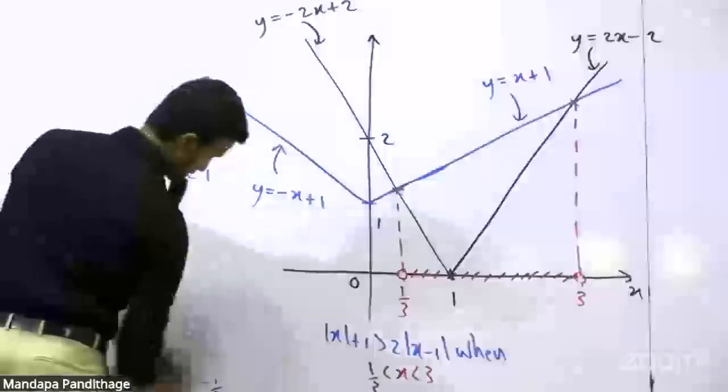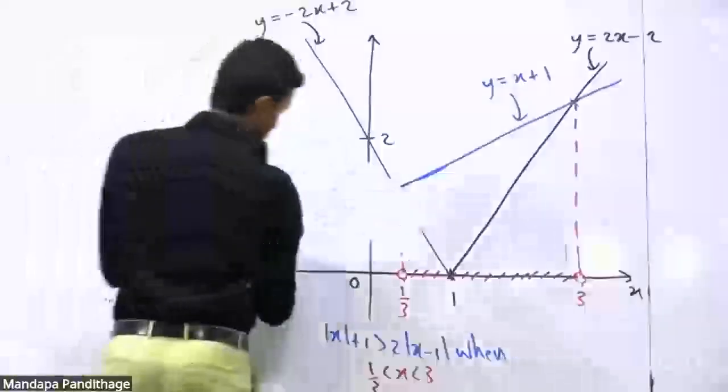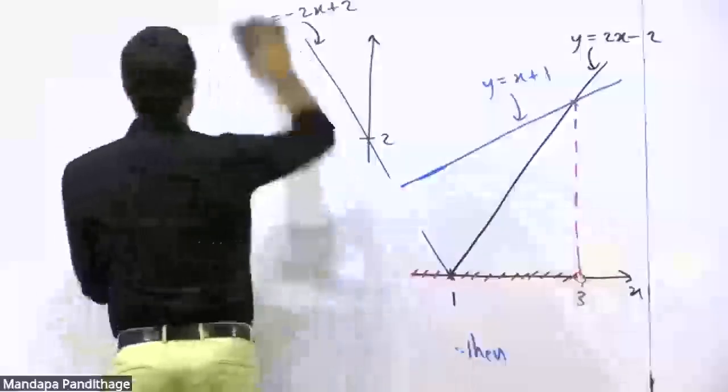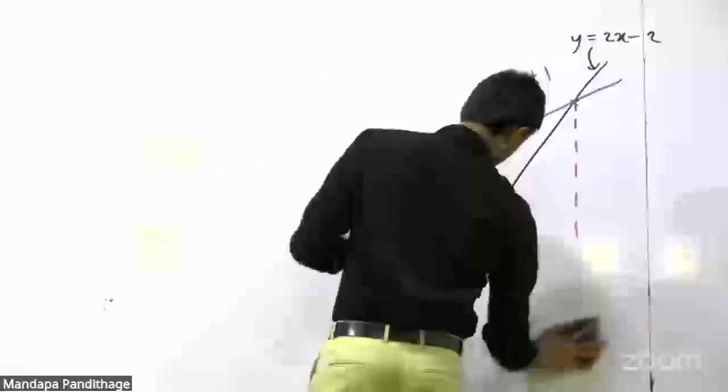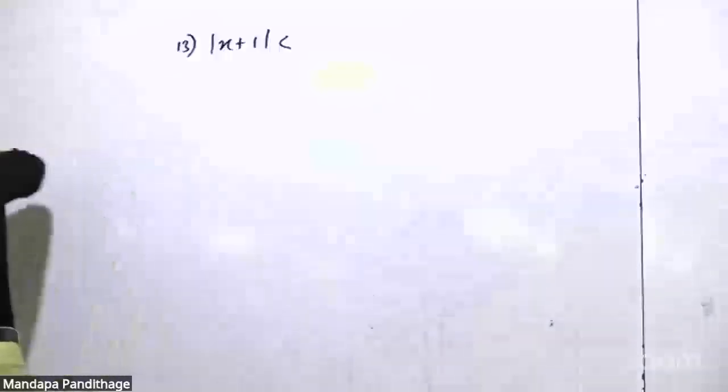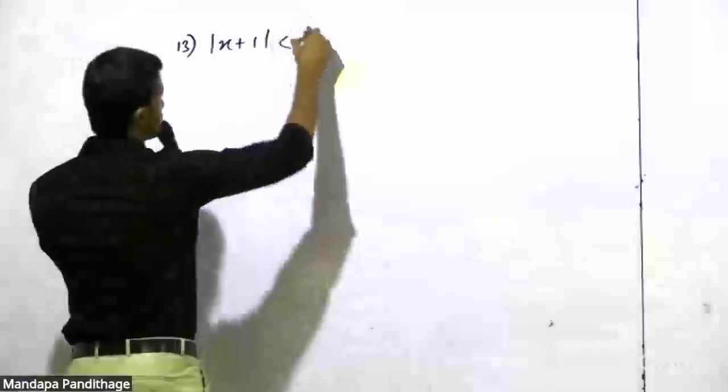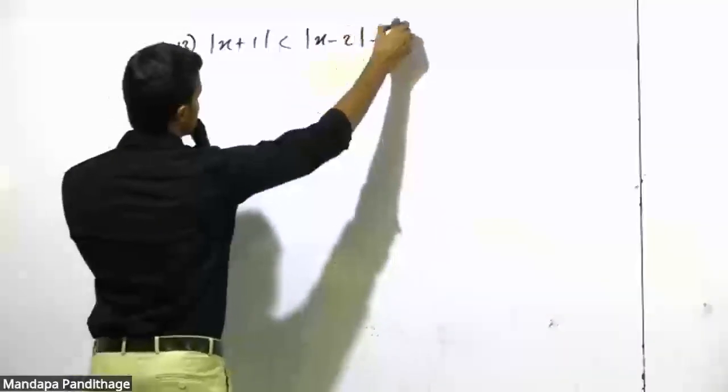Okay, so question number 13. Modulus x plus 1 is less than modulus x minus 2 minus 1.